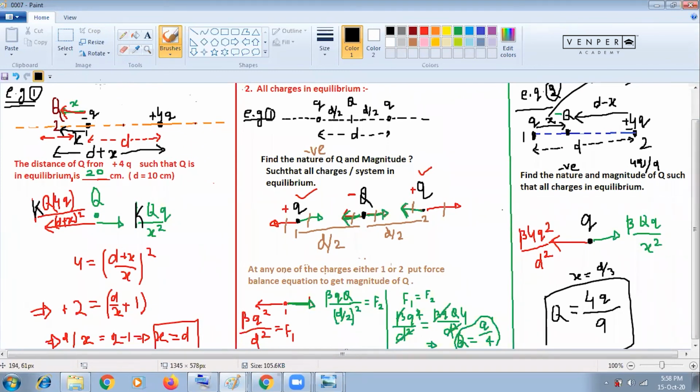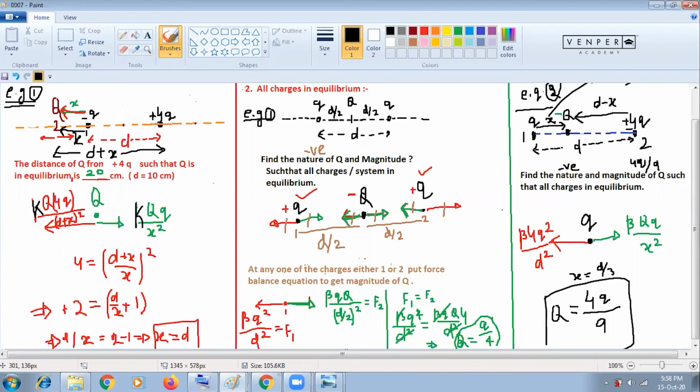I hope you are understanding. Please write this problem, and we'll stop here. Up to this point today we've understood the equilibrium problem and the dipole electric field calculation. Remember this formula, and do this question now. You can also try minus q and plus 9q, or plus q and minus 9q, like that.